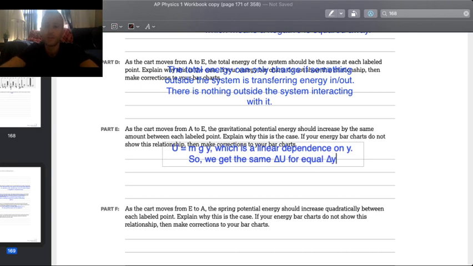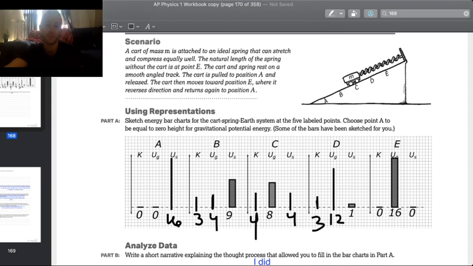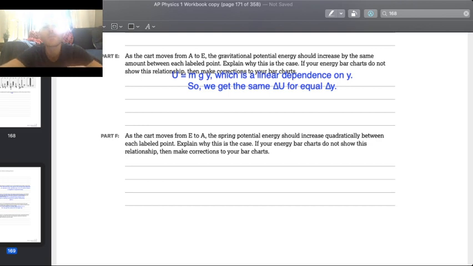So what that means, because the change in elevation between A and B is the same as the change in elevation between B and C, which is the same as the change in elevation between C and D, we're going to have equal amounts of change each time. As the cart moves from E to A, the spring potential energy should increase quadratically between each labeled point. Explain why this is the case.